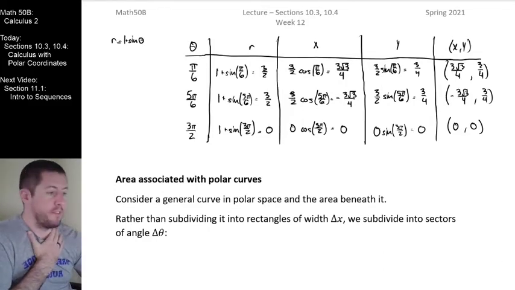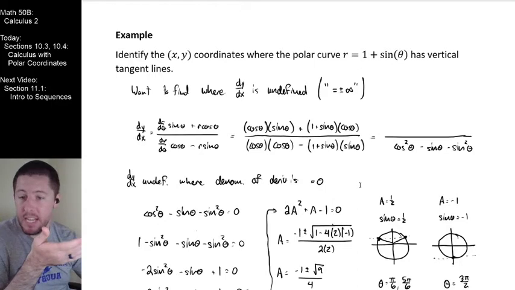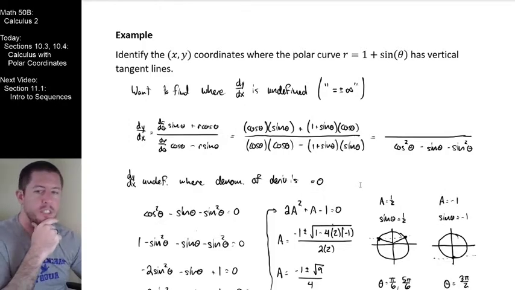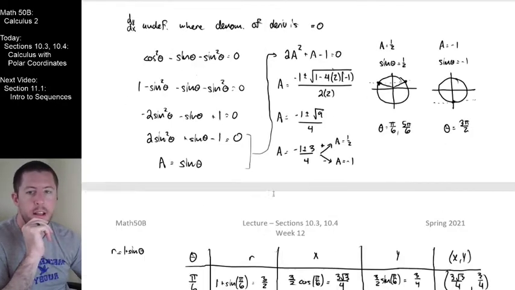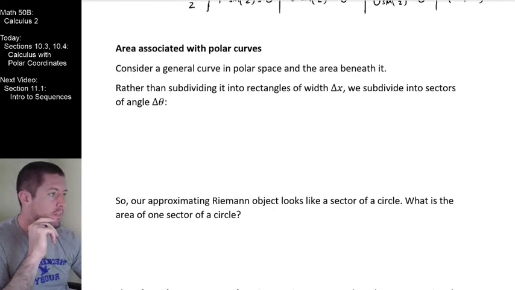So there's our derivatives. We did one application of a derivative, finding tangent lines, in particular identifying that lots of polar curves have vertical tangent lines, and in this case we hunted for those, which is kind of special to polar curves. Let's go ahead and look at some other things, such as the area associated with polar curves.